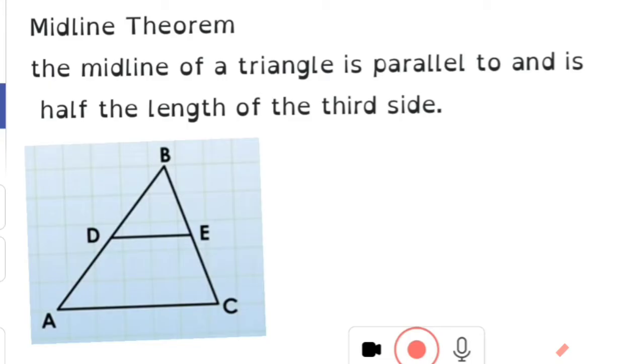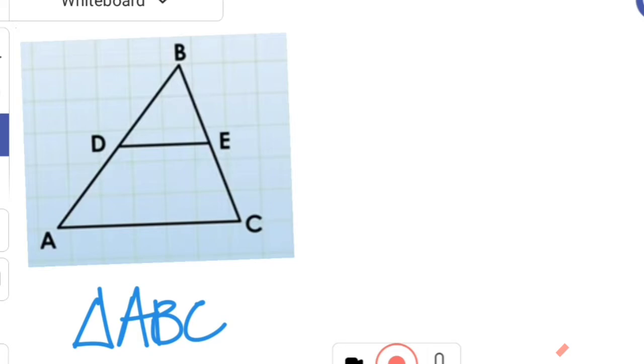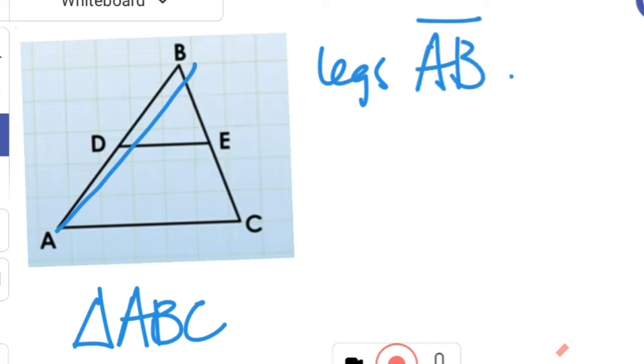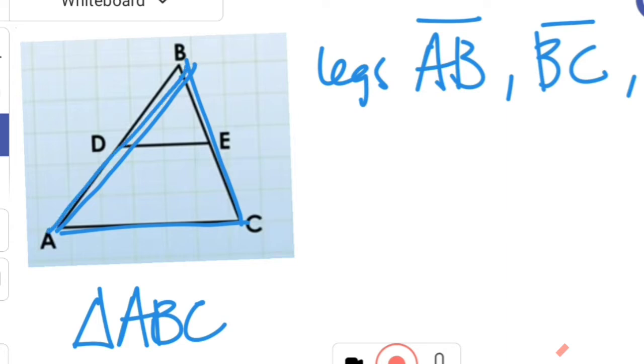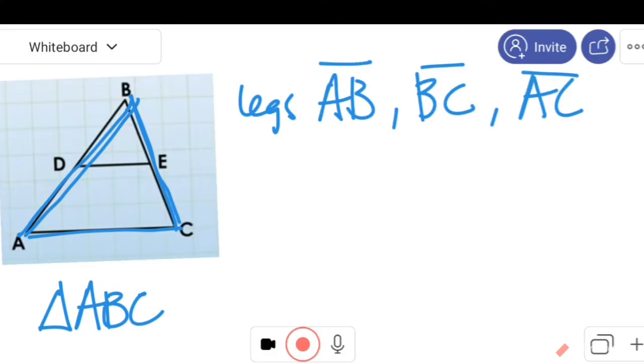Before we proceed to discussing this theorem, let us first identify the parts of a given triangle. So the legs of the triangle are AB, BC, and AC. These two are what we call the legs of the triangle. AC is the base of the triangle.